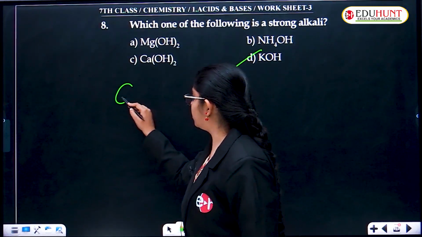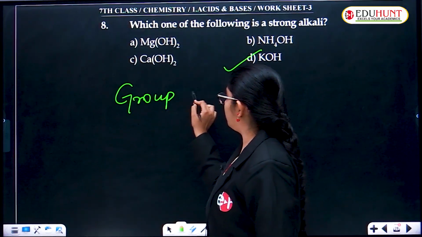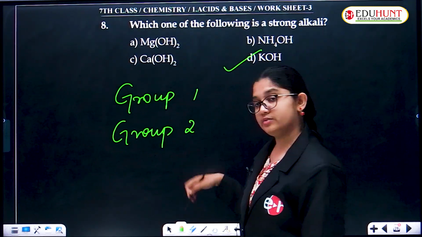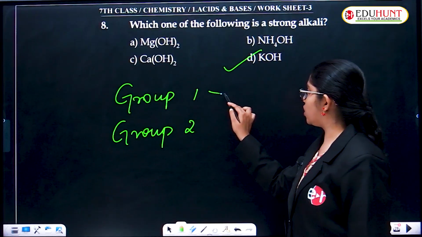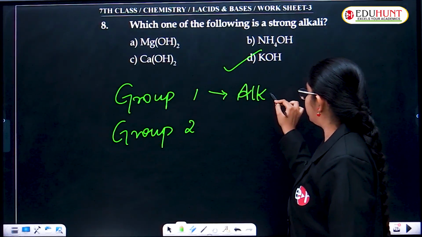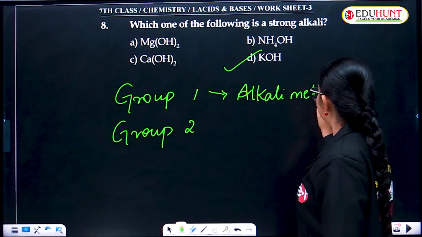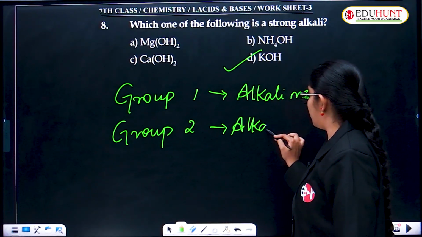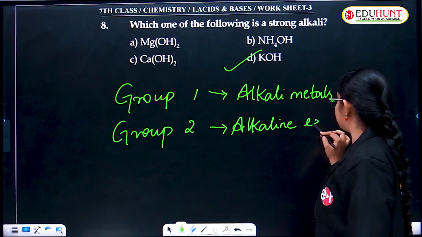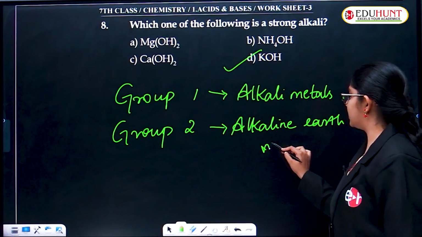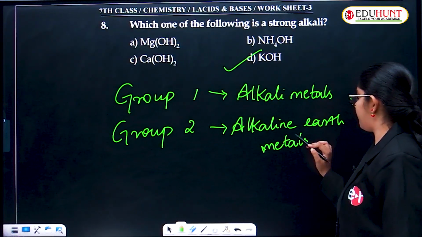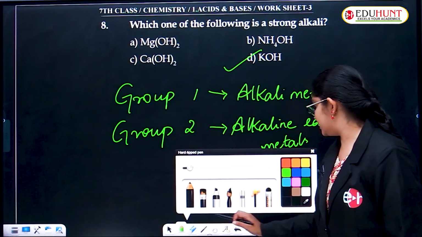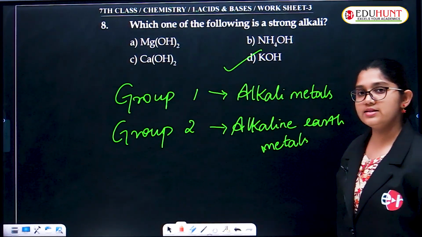In that we have group 1, group 2. Okay. So in that, group 1 is called alkali metals, and group 2 is named alkaline earth metals. Okay. So here we have the group 1 name, alkali metals, and group 2, alkaline earth metals.